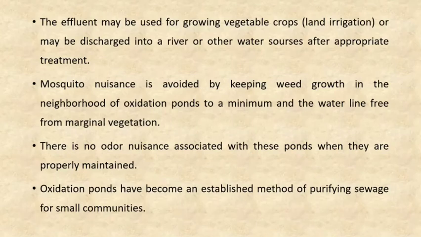So the effluent which comes from the oxidation pond may be used for growing vegetable crops, or it may be discharged into the river or other water sources after appropriate treatment. The mosquito nuisance is avoided by keeping weed growth in the neighborhood of oxidation ponds to a minimum, and the water line is free from marginal vegetation. There is no odor nuisance associated with these ponds when they are properly maintained. So oxidation ponds have become an established method of purifying sewage for small communities.